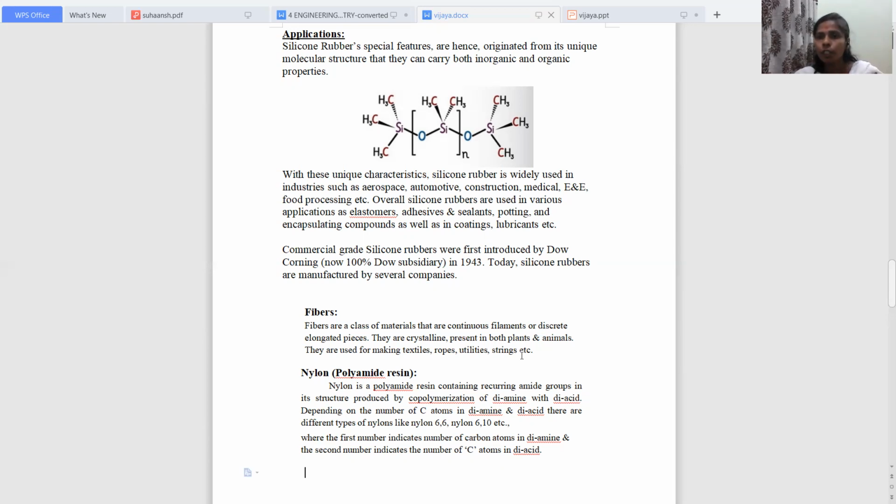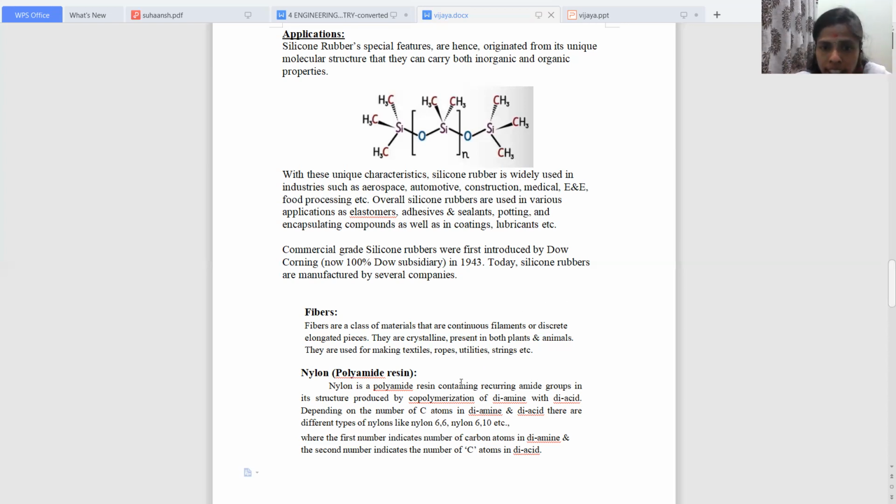We have only two fibers: one is nylon and the other is Kevlar. Nylon and Kevlar both are polyamides. First let us see what a polyamide resin is. Polyamide is nothing but amide repeating n number of times. What is an amide? C double bond O NH2 is called the amide. It repeats n number of times in nylon 6,6 and also in Kevlar.